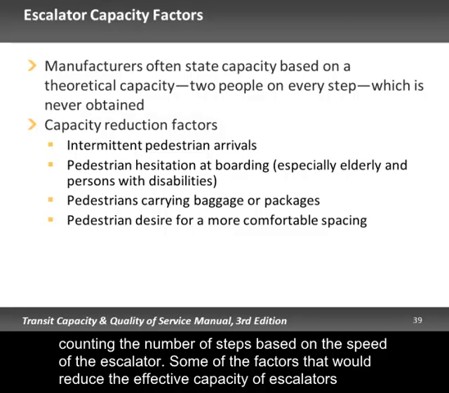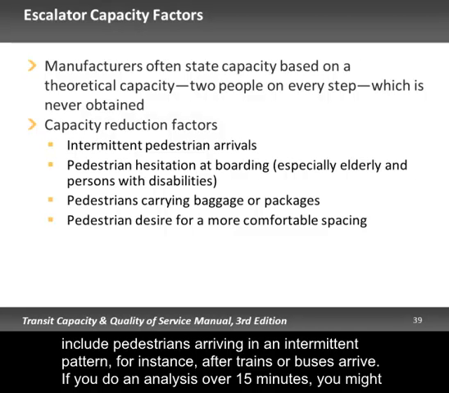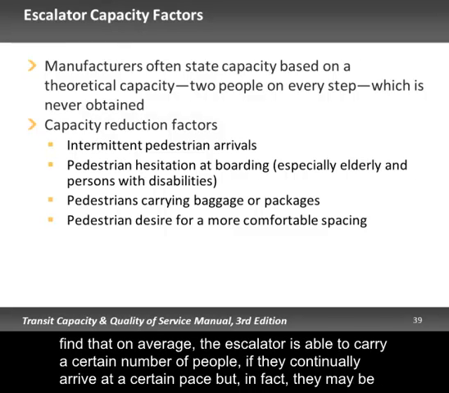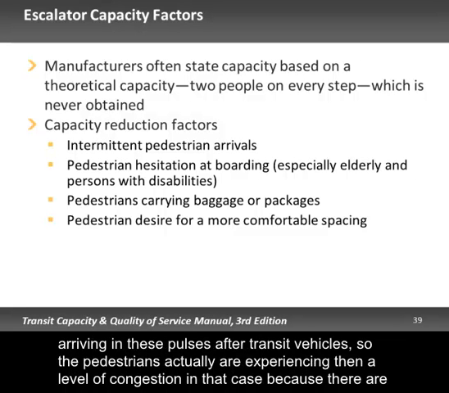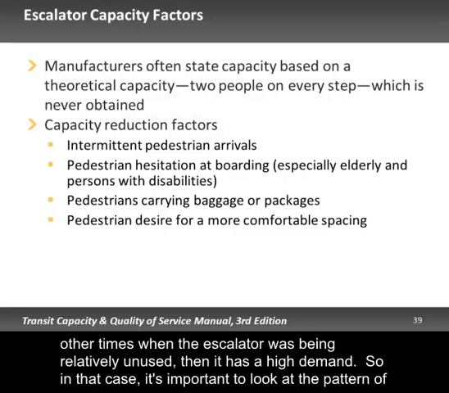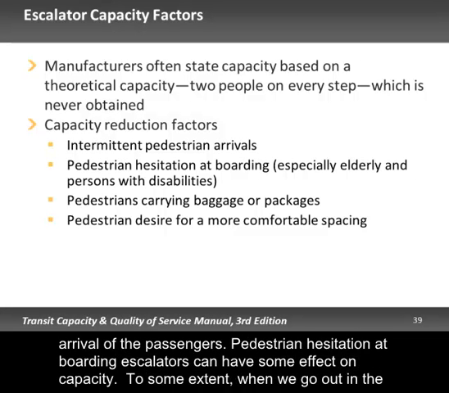Some of the factors that would reduce the effective capacity of escalators include pedestrians arriving in an intermittent pattern, for instance, after trains or buses arrive. If you do an analysis over 15 minutes, you might find that on average, the escalator is able to carry a certain number of people if they continually arrive at a certain pace, but in fact they may be arriving in these pulses after transit vehicles. So the pedestrians actually are experiencing a level of congestion in that case, because there are other times when the escalator was being relatively unused, then it has a high demand. So in that case, it's important to look at the pattern of arrival of the passengers.